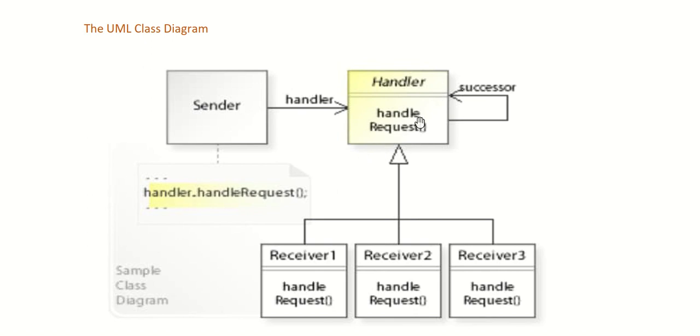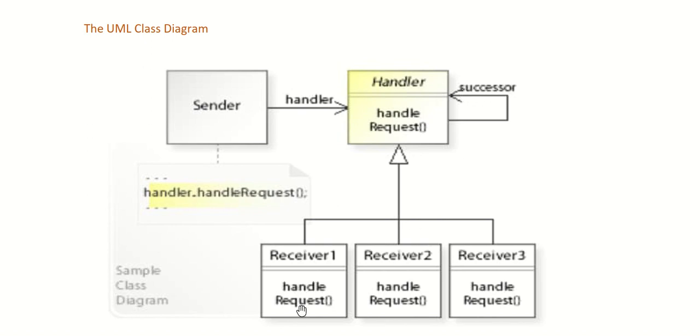It should contain a method called handle request. Very simple, handle request, and you pass the request inside this method. This handler abstract base class also contains a reference to the next handler by holding a reference variable of its own class, which is called successor, or you would say next handler.